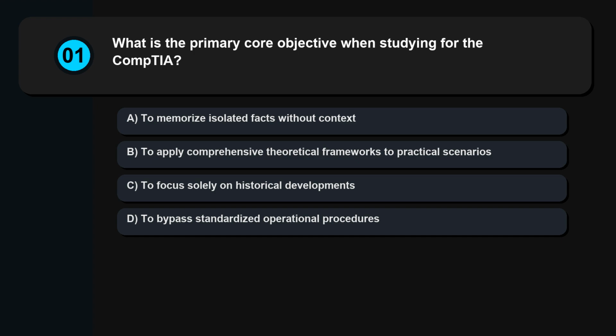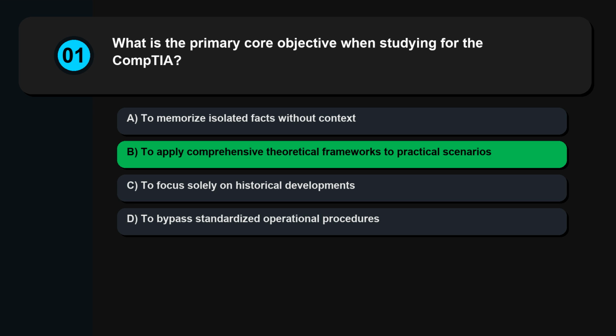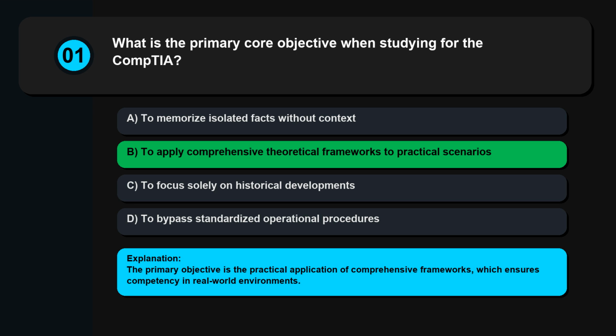Question 1. What is the primary core objective when studying for the CompTIA A+? To memorize isolated facts without context. To apply comprehensive theoretical frameworks to practical scenarios. To focus solely on historical developments. To bypass standardized operational procedures. The primary objective is the practical application of comprehensive frameworks, which ensures competency in real-world environments.